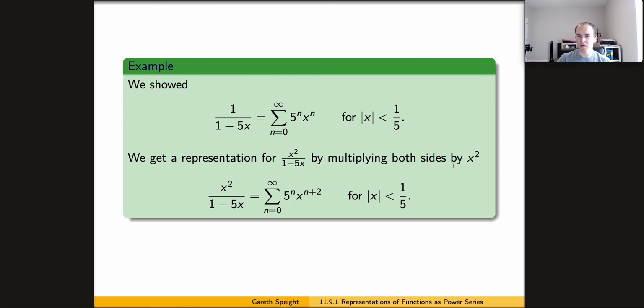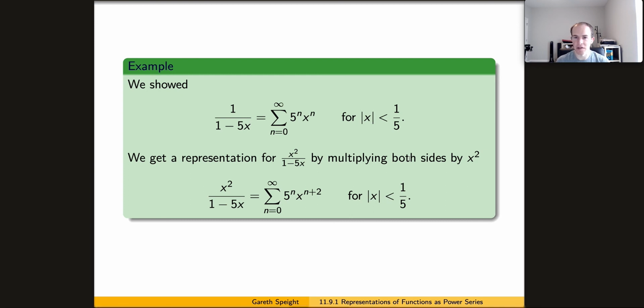And when we multiply both sides by x squared, the area where the series converges remains the same. So it's still absolute value of x less than 1/5, or x between negative 1/5 and 1/5. So that only changes when we make a replacement of x by something else, like x replaced by 5x, and so on. Okay, so that about wraps it up for algebraic techniques.